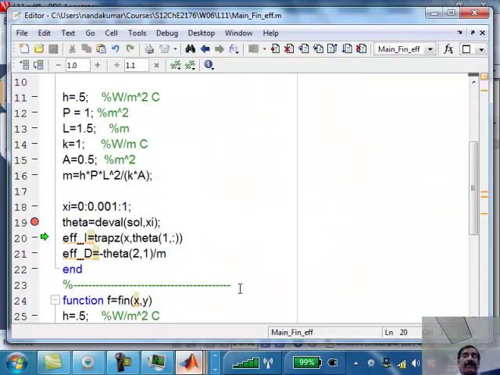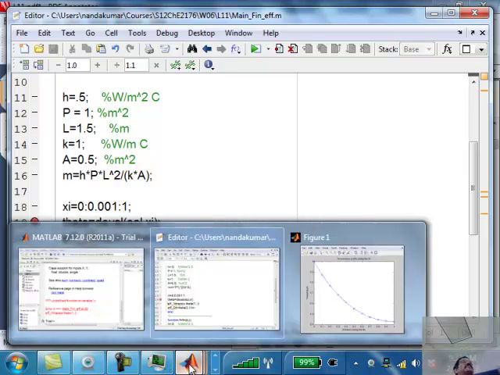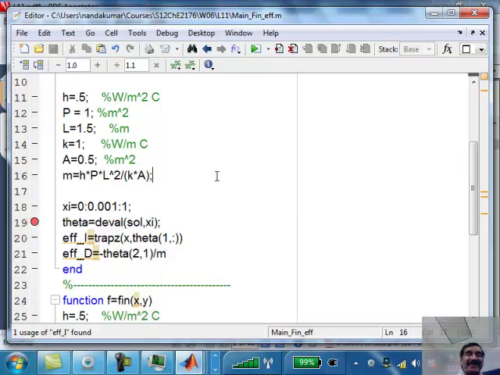So let's execute that. Okay, in this trapezoidal rule, I guess I have an error somewhere. Here is a good opportunity for you to find out the error. What error would that be? It didn't execute. I was trying to execute line 20. Let me repeat that one more time.